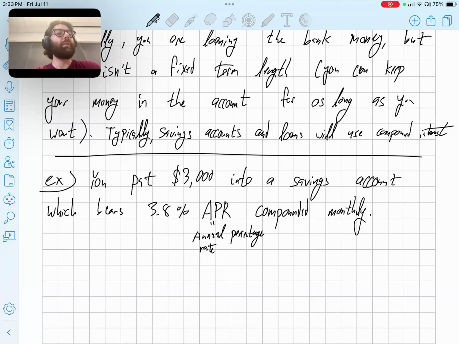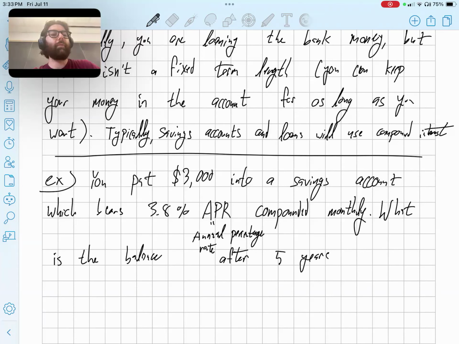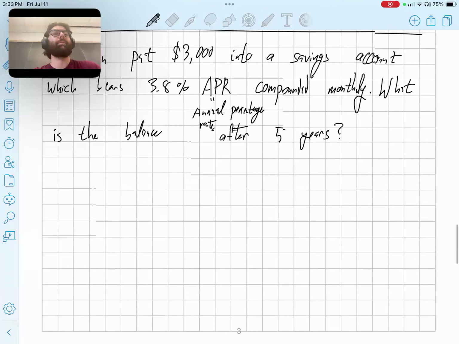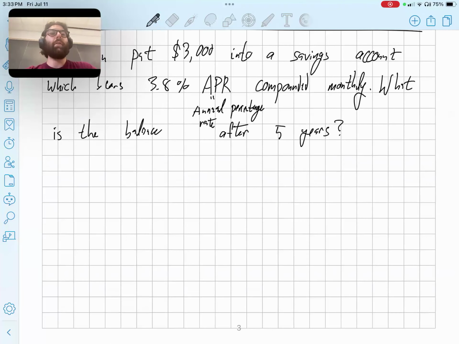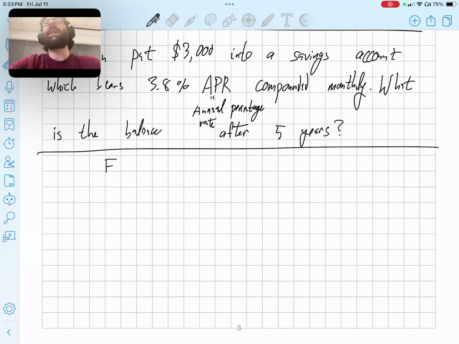And so the question is, what is the balance of the account? How much is in the account? So what is the balance after 5 years? Okay, so we use our equation. We want the future value. How much will be in the account in the future? F equals P times (1 plus R over N) to the N times T.